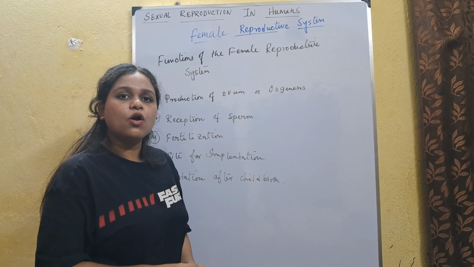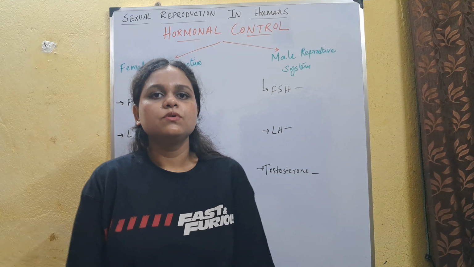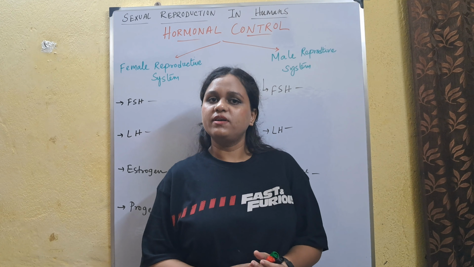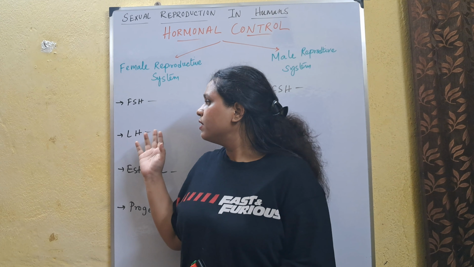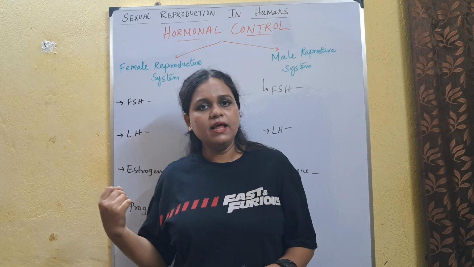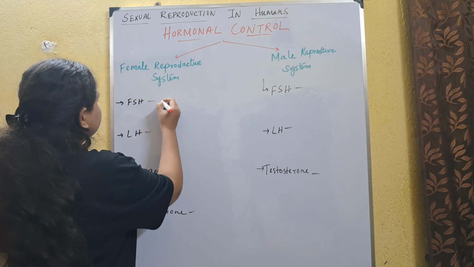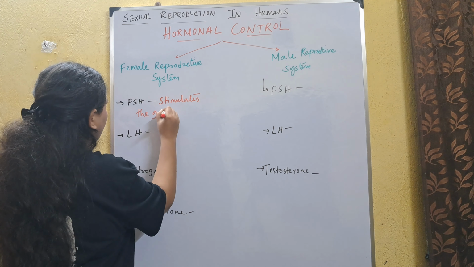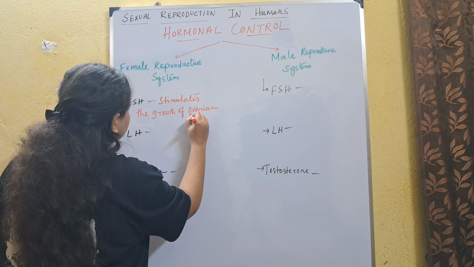Now we will learn about the hormonal control of the reproductive systems. There are various hormones present in both the male and female reproductive systems which regulate their functioning. Follicle stimulating hormone and luteinizing hormone are present in both male and female. In females, the follicle stimulating hormone stimulates the growth of ovarian follicles.